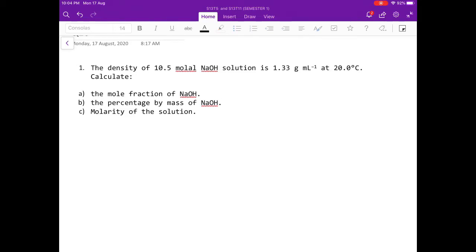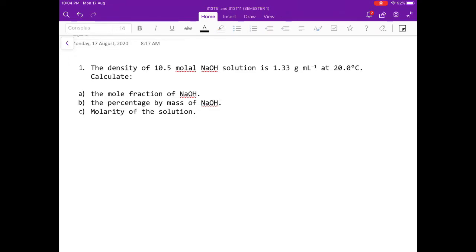So let's continue to discuss our tutorial question. This is question number 10. The density of 10.5 molar sodium hydroxide solution is 1.33 gram per ml at 20 degrees Celsius. Calculate the mole fraction, the percentage by mass and the molarity of the solution.